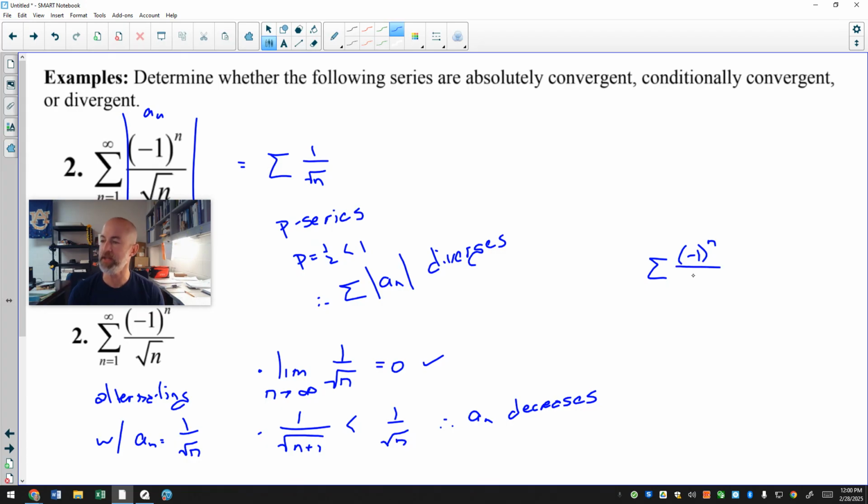All right, so negative 1 to the n over the square root of n. That series converges, but its absolute value diverges. Therefore, this is conditionally convergent.